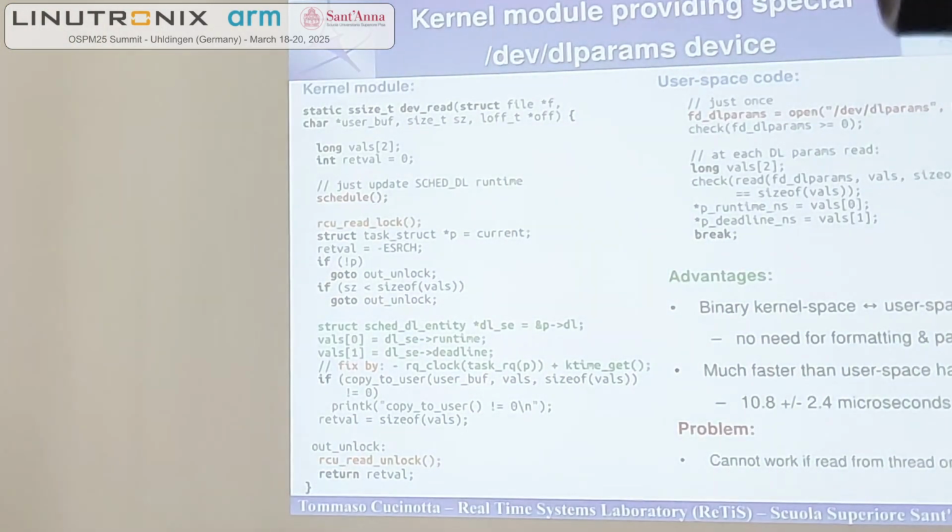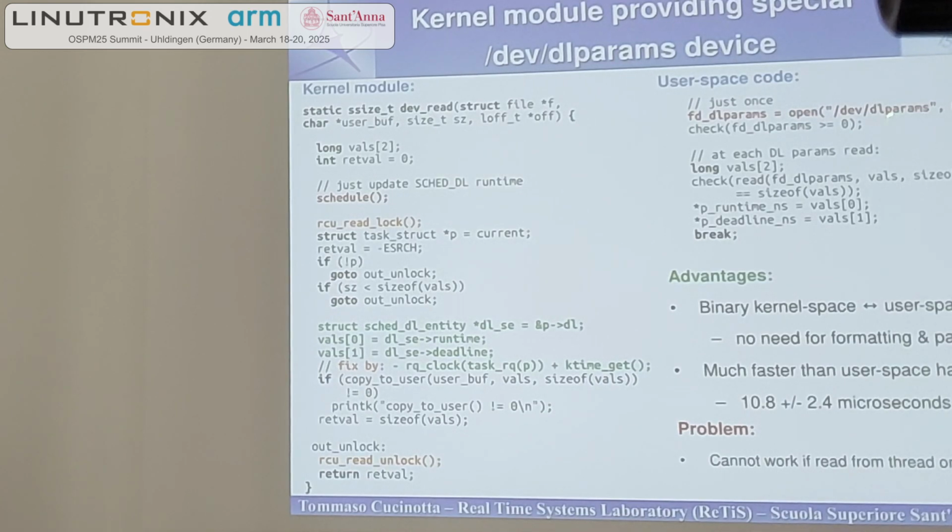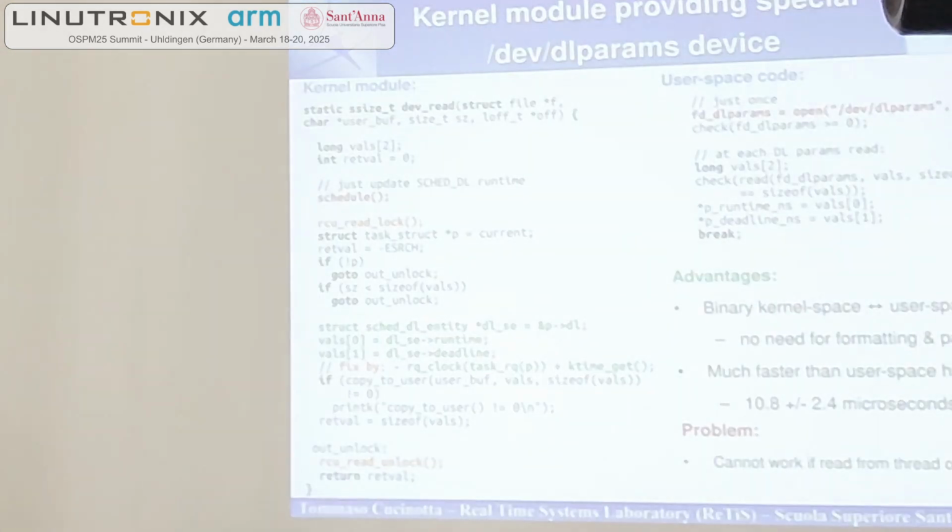Okay, let's write a kernel module. However, a kernel module is easy. We just expose a special device called DL params that can be read by the user space application. We read the params, we get two long values that represent our runtime and deadline. And this is ideally what we would like to do.